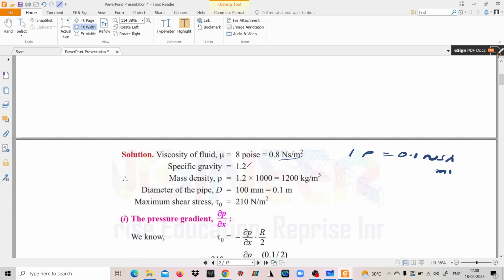The specific gravity is 1.2. So what is specific gravity? Specific gravity, Sg, is equal to the density of the fluid that you want to find divided by the density of water. So the density of water is 1000.